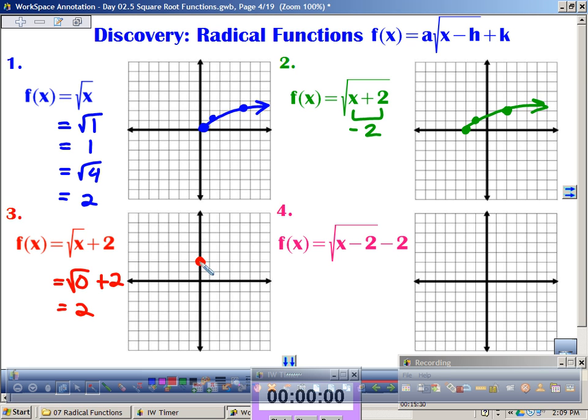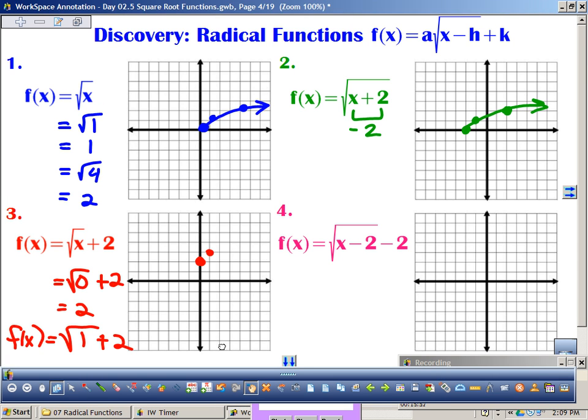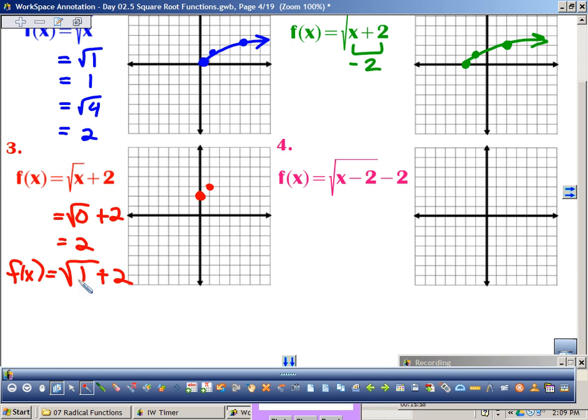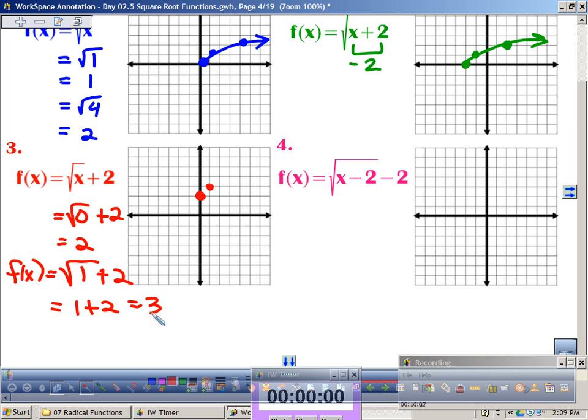Now let's use what we know about square root functions. Normally, when we go over 1, we go up 1. Let's double check that point. If I go over 1, I should get an answer of 3. Let's put 1 in there. Do I get 3? Well, the square root of 1 is just 1, plus 2 equals 3. So I'm correct.